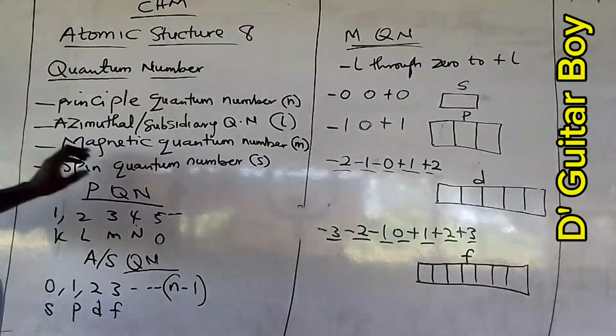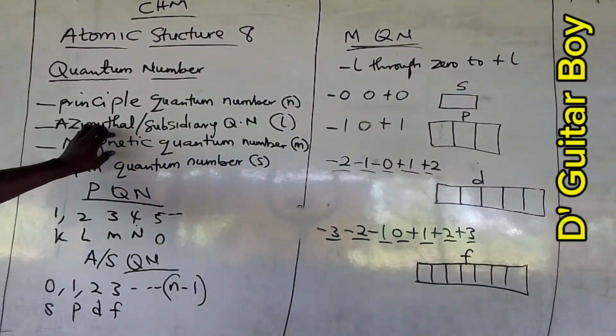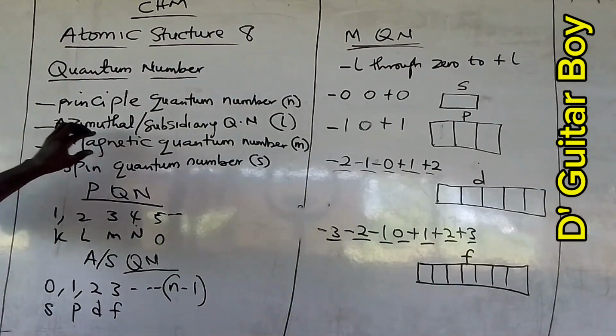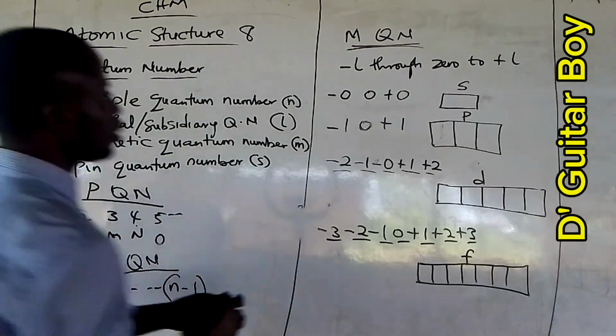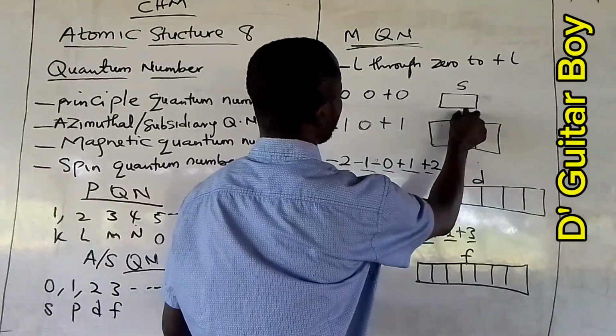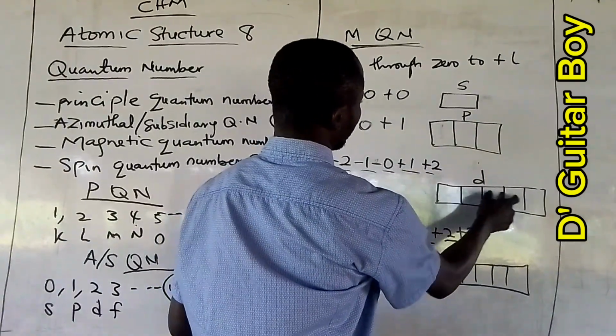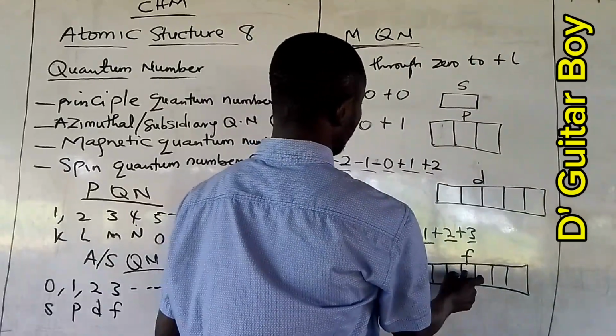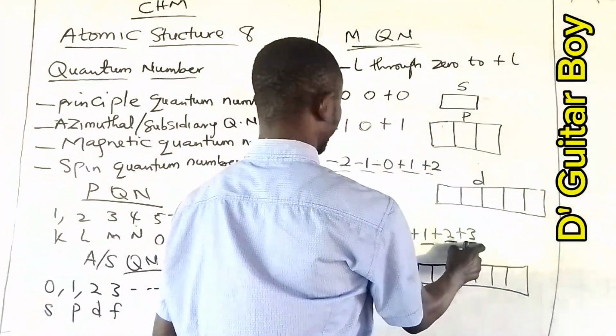That is what you now see: the magnetic quantum number helps us to know the degeneracy of the electrons, how many suborbitals we have inside an orbital. So all these ones are suborbitals inside this p orbital. These ones are suborbitals inside this d orbital. All these ones are suborbitals inside this f orbital.